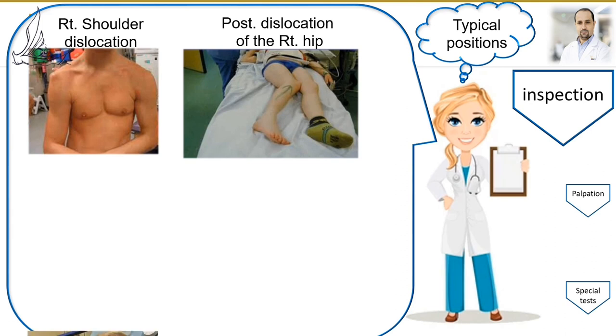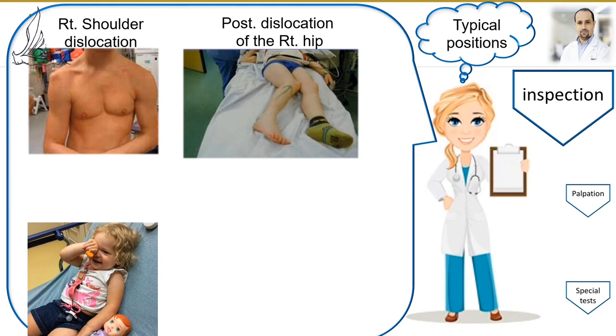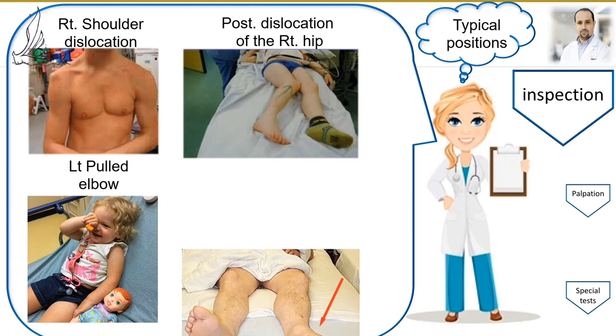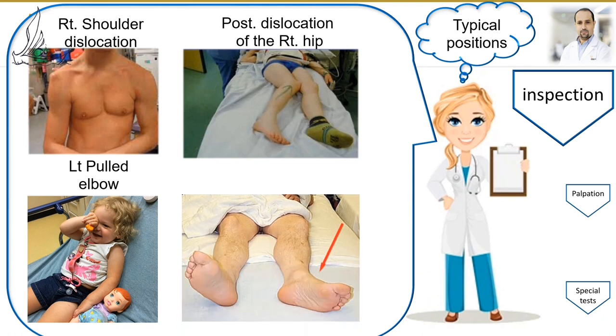This typical photo of a crying kid who avoids moving his left upper limb after falling down or pulling his left forearm is usually typical for left bullet elbow. Externally rotated left lower limb in this photo is typical for intracapsular femoral neck fracture.